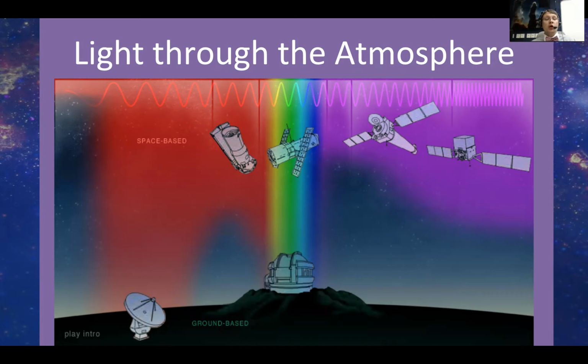The sun does produce all of these different types of light, but the atmosphere really blocks out a lot of what's coming to the surface, which is why, again, NASA sends telescopes up into space. We need to get beyond that atmosphere so that we can receive that different energy and figure out what that means.